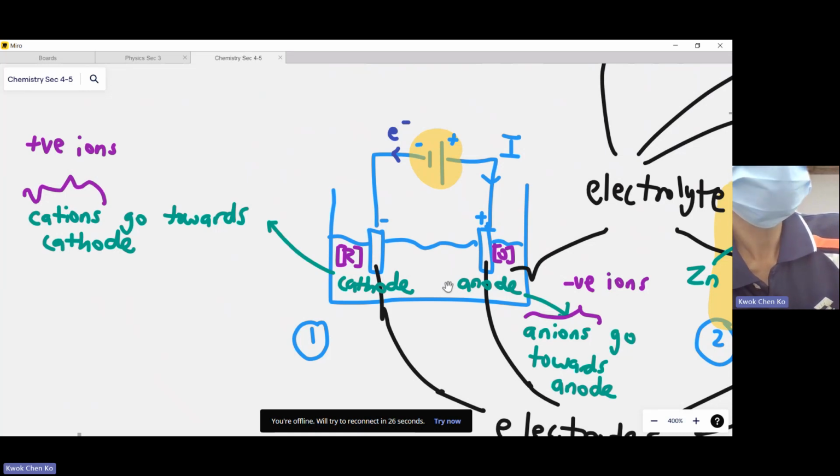Remember, the key is it's a movement of something, but it's not the movement of electrons. This is the wire, so electrons are moving. But this is not a wire. So what are moving? Cations and anions. So the current flow is due to the movement of ions, not electrons.